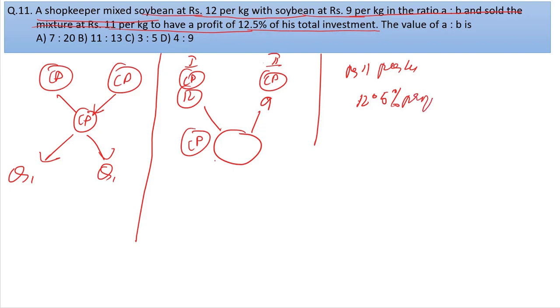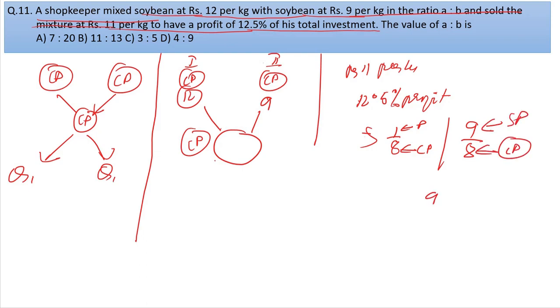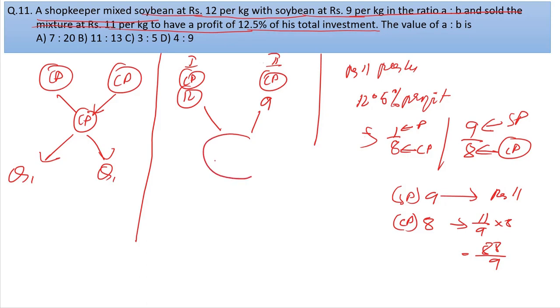So in the next part, we are given a 12.5% profit. We know that 12.5% profit is 1 by 8. This one is profit and one is cost price. Then 9 by 8, this is going to be the selling price, and this 8 is going to be the cost price. So if 9, that is the selling price, is rupees 11, then the cost price, that is 8, will be 11 by 9 into 8, that is 88 by 9. So we write here the cost price is 88 by 9.